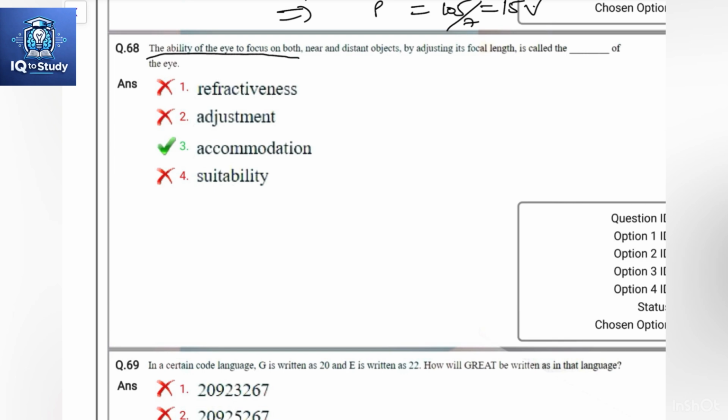The ability of the eye to focus on both near and distant objects by adjusting its focal length is called accommodation of the eye. So option 3 is correct. The muscles in our eye can adjust the focus of the lens present in our eye to focus on different objects at different times at different distances. Due to this ability, our eye can focus on near as well as far away objects, and this ability is called power of accommodation. And the maximum power of accommodation for an eye of a normal person is D equal to 25 centimeters, which is 4 diopter.